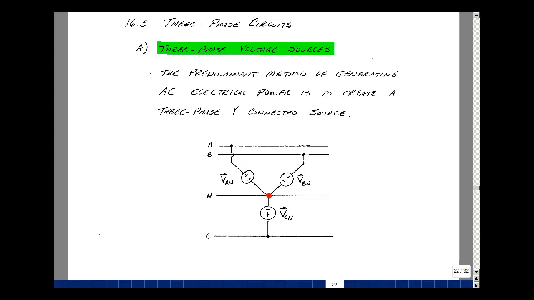By using Kirchhoff's voltage law, I can express the line voltages in terms of the phase voltages. In other words, the voltage V sub AB would be this node voltage to the neutral, V sub AN, minus V sub BN. V sub BC, from here to here, would be V sub BN minus V sub CN. And lastly, V sub CA would be V sub CN minus V sub AN. And you can find this on the next page.